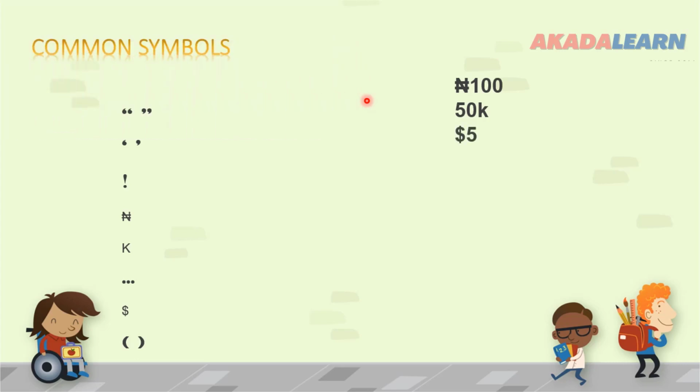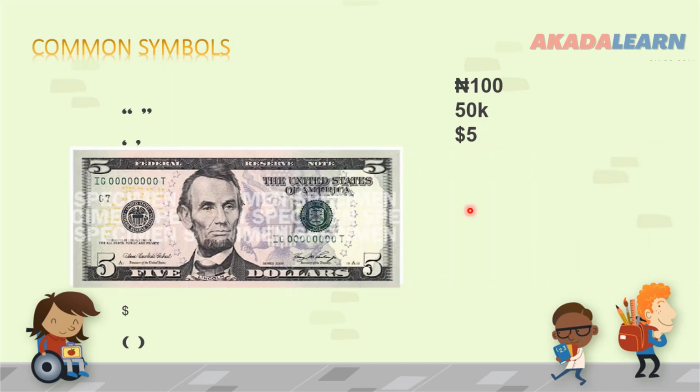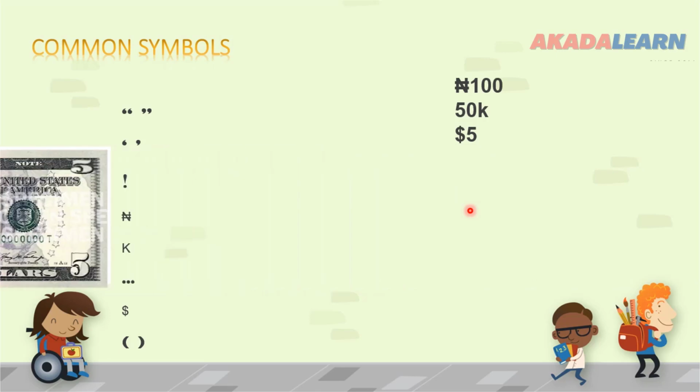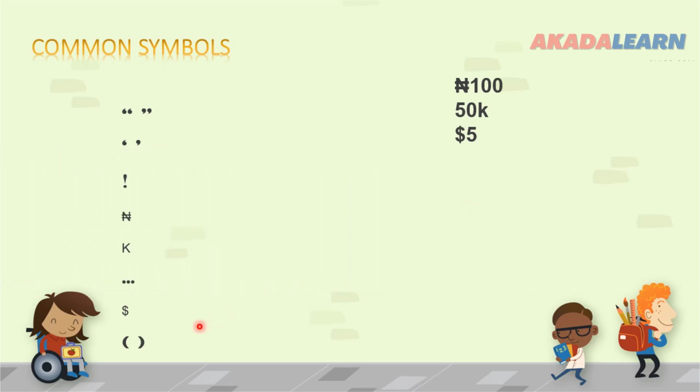Now we'll come to the dollar. This symbol here is the symbol for the dollar. And just like the naira, you write it before the amount. This is an example of a $5 note, for example.